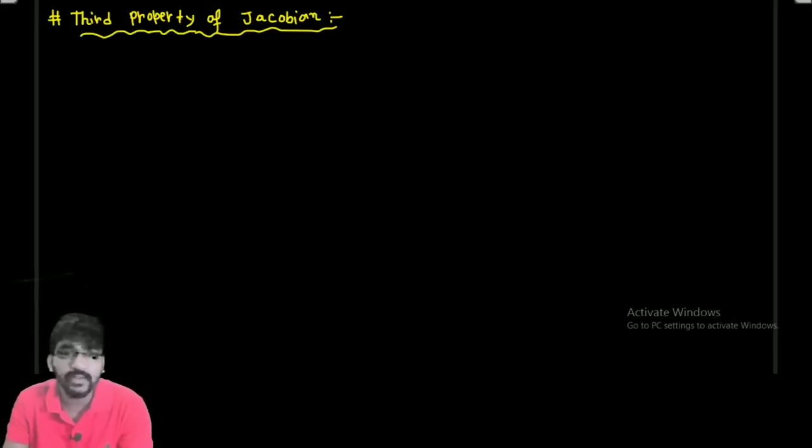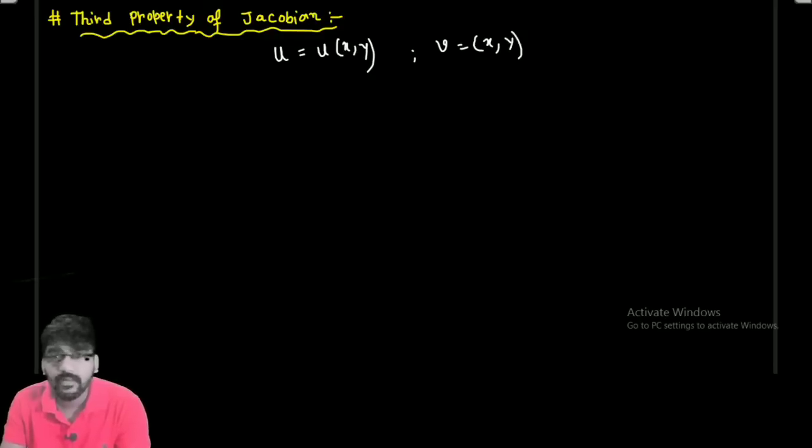So when the Jacobian will vanish, suppose that u is a function of x and y, and also v is a function of x and y, where x and y are the independent variables. Now the question is: is there any functional relationship between u and v?